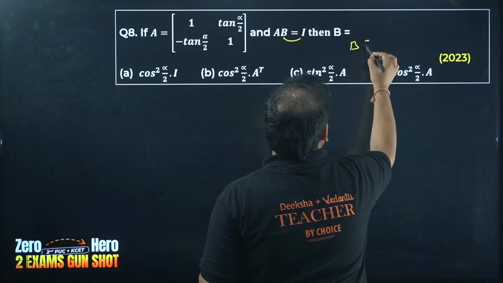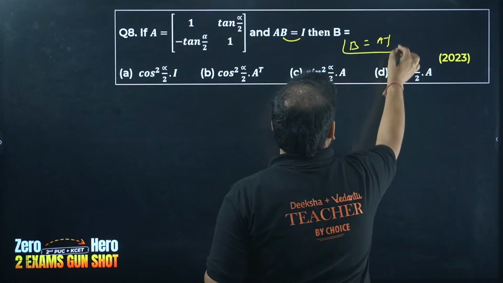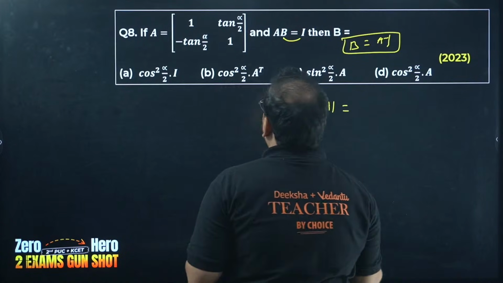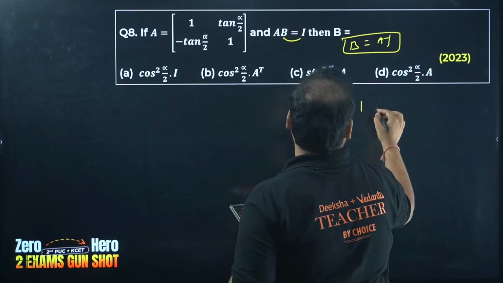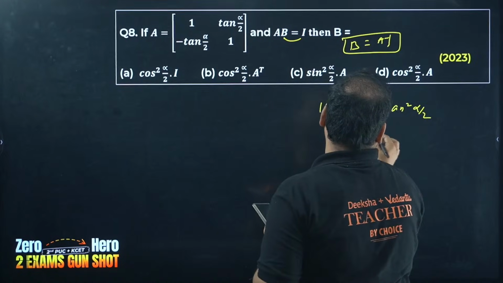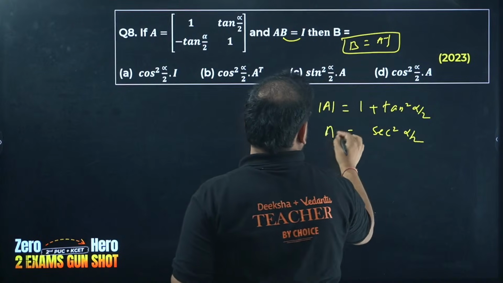B is equal to what? A inverse, right? B is equal to A inverse. That's what you're going to do to find it out. So how do you find A inverse? The determinant of A you're going to find out. It will turn out to be 1 plus tan square alpha by 2. So it will become secant square alpha by 2 is the determinant value.